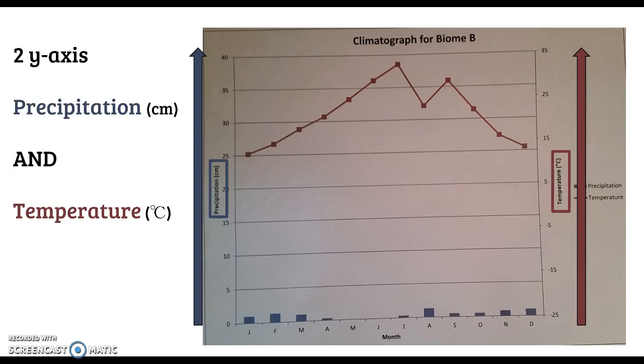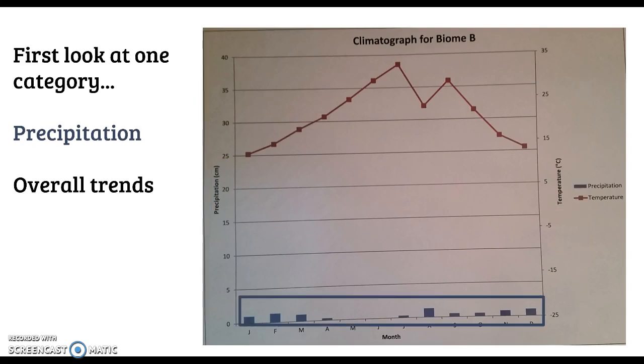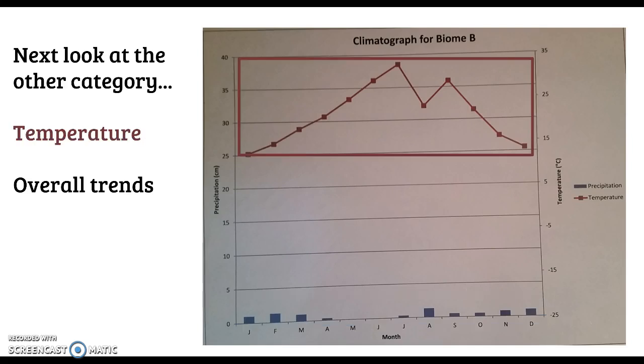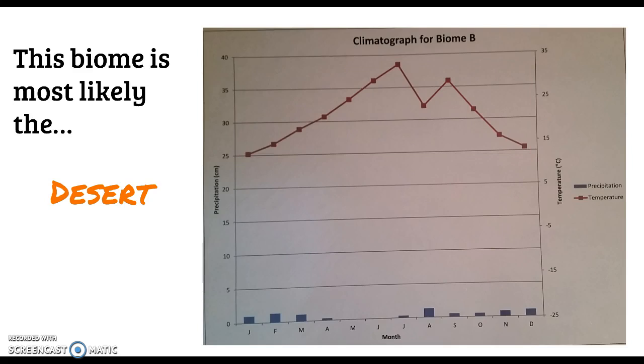Again, there is a dual y-axis. The primary y-axis is on the left-hand side. That is indicating precipitation in centimeters. And the secondary y-axis on the right-hand side is temperature in Celsius. We can start to look at trends. Looking at the first category of precipitation, we see there is very little to no precipitation in a given month. The second category, we see there's extremely high temperatures as an overall trend. The temperature doesn't dip down too much on average. So if we look at both of these trends, high temperatures, little to no precipitation, we can safely assume this biome is the desert.